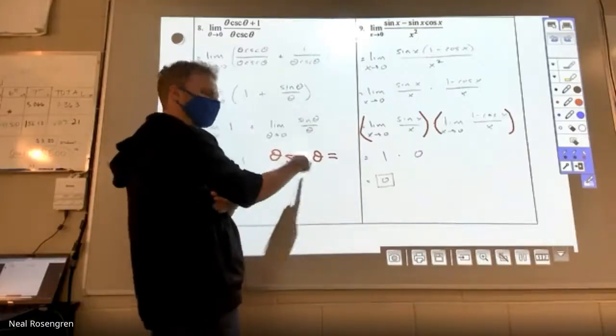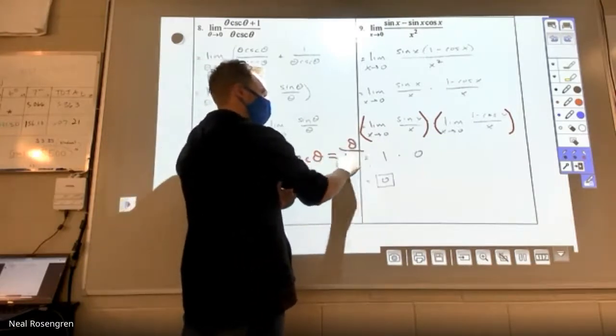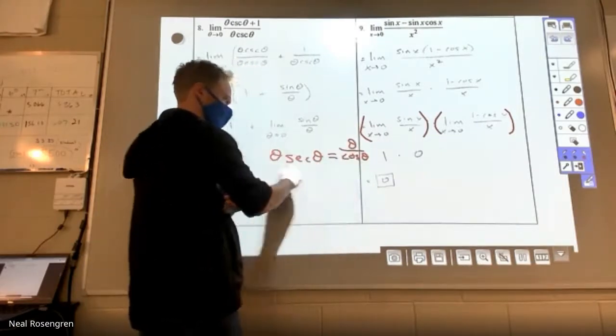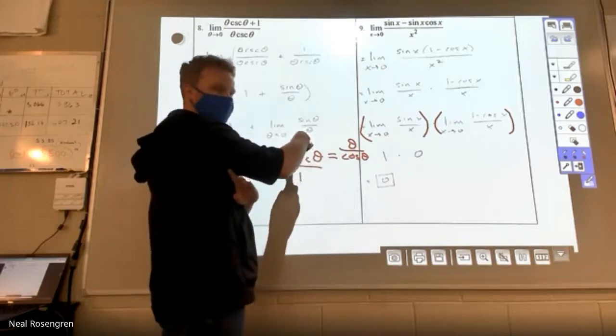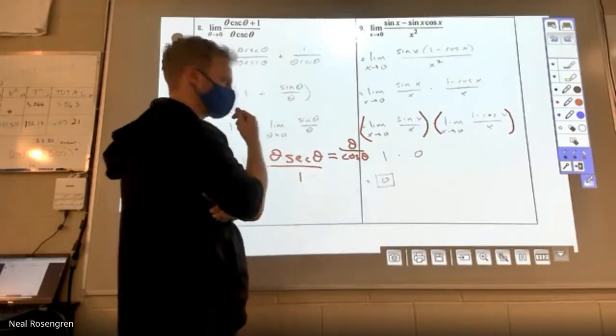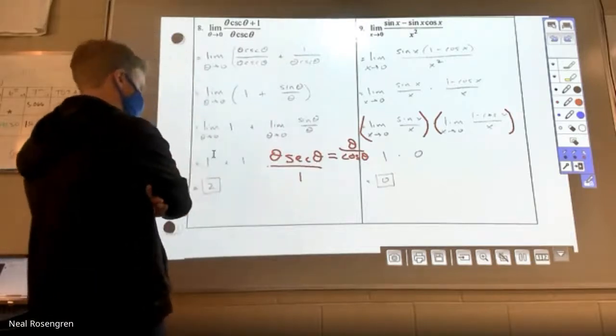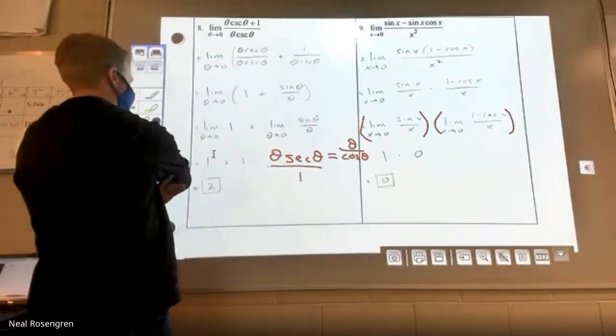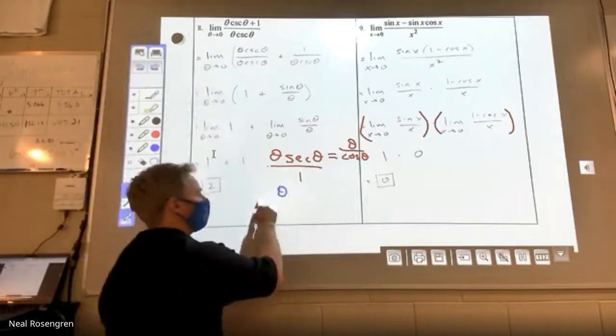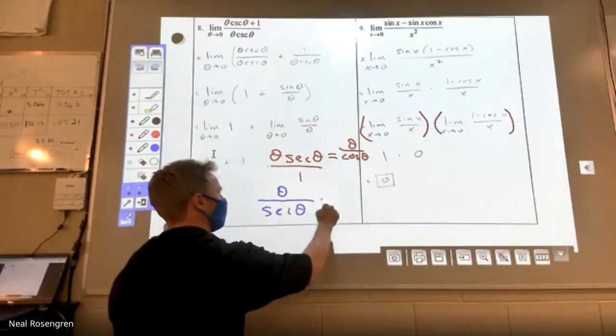Yes. So would it be fair to say that if there's ever, for example, secant of theta equals 1 over cosine of theta, if it was theta secant theta, it would just equal cosine of theta over theta? So theta secant theta would be theta over cosine of theta, right? The secant becomes cosine and moves to the other part of the fraction. Is that what you mean? Like theta over secant of theta is theta cosine theta.